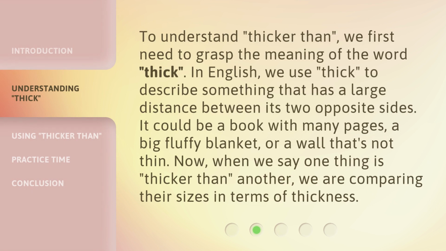To understand thicker than, we first need to grasp the meaning of the word thick. In English, we use thick to describe something that has a large distance between its two opposite sides. It could be a book with many pages, a big fluffy blanket, or a wall that's not thin. Now, when we say one thing is thicker than another, we are comparing their sizes in terms of thickness.